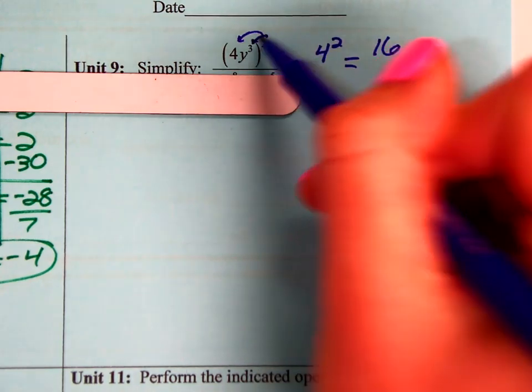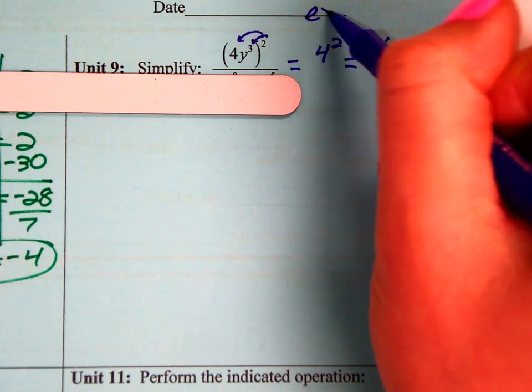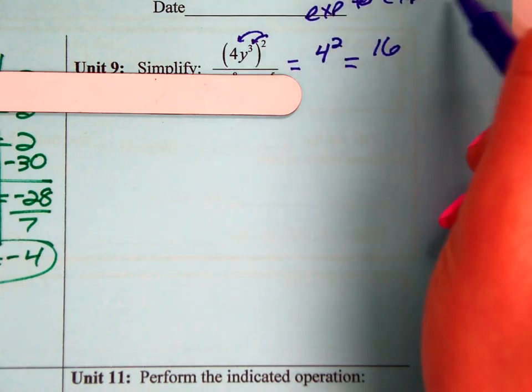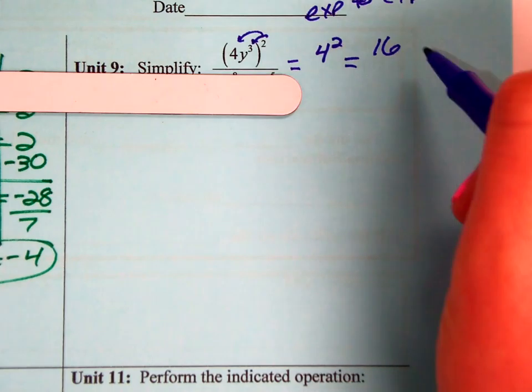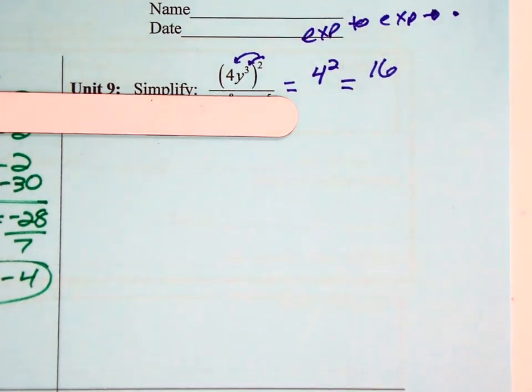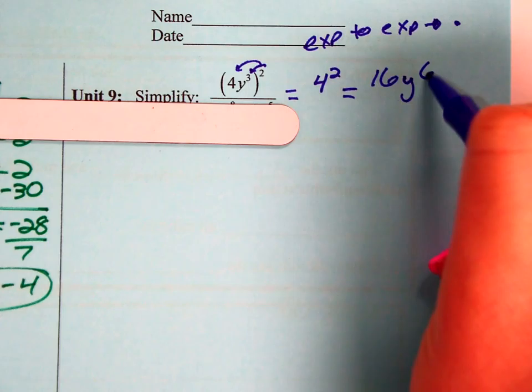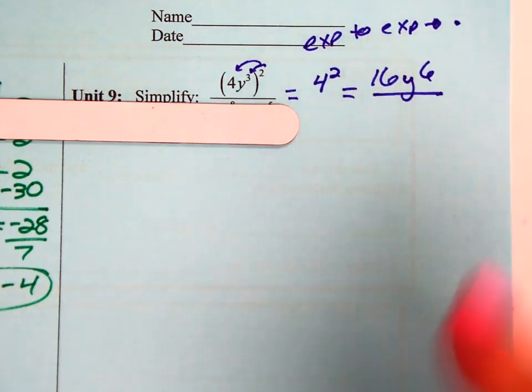But then when we take an exponent to an exponent, remember, exponent and exponent means that we multiply the exponent. So 2 times 3, sorry, you couldn't see that, moving that down. 2 times 3 means we have y to the 6. So that is the top of my fraction.